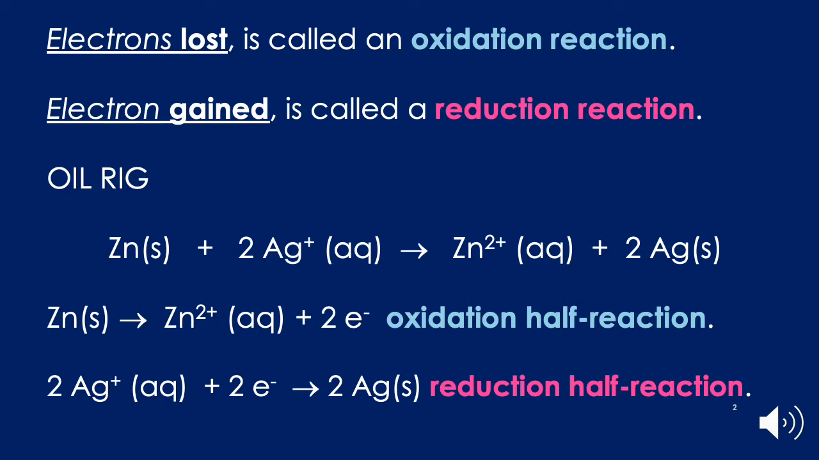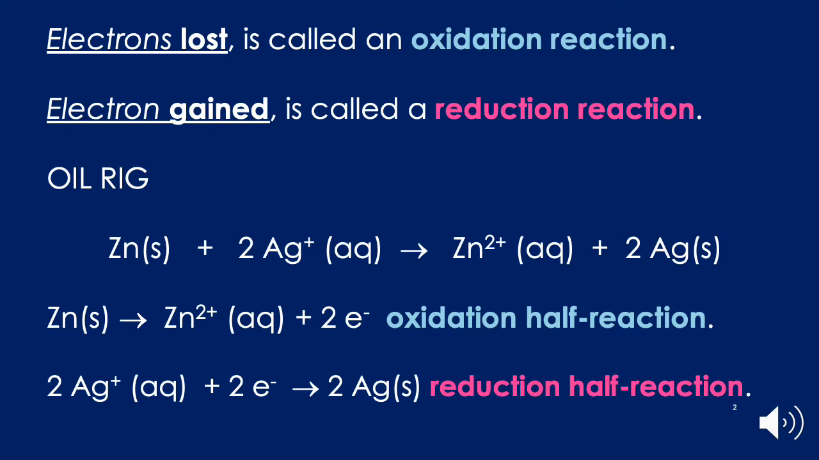When an atom loses electrons, it is oxidation. When an atom gains electrons, it is reduction. The way to remember it is OIL RIG. Oxidation is loss of electrons. Reduction is gain of electrons.